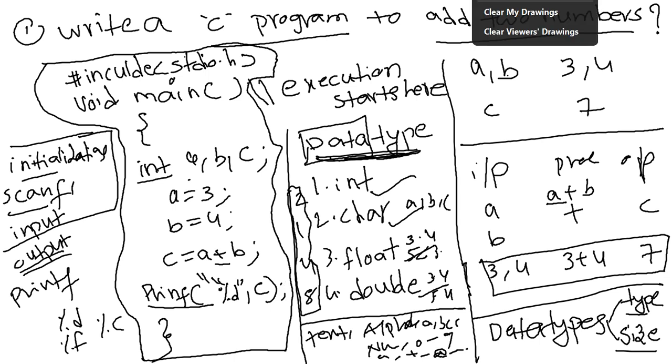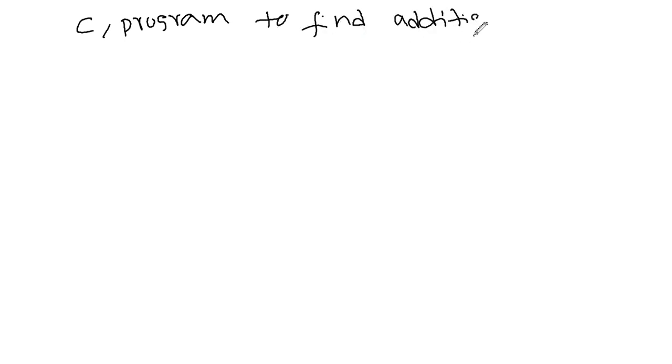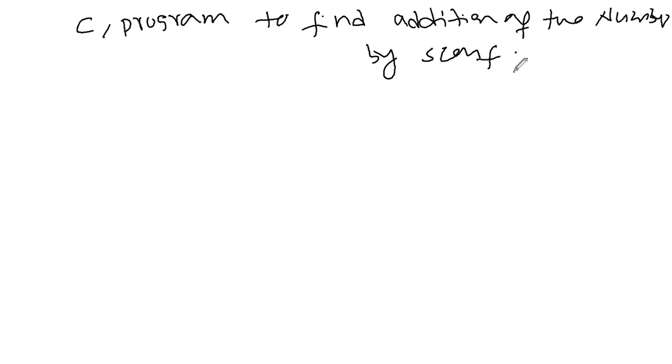Now let me write the same C program with scanf. Again the same C program. Write a C program to find the addition of two numbers. Now how? By scanf. Now my question is, write a C program to find addition of two numbers by scanf. Before, we used the help of initialization.